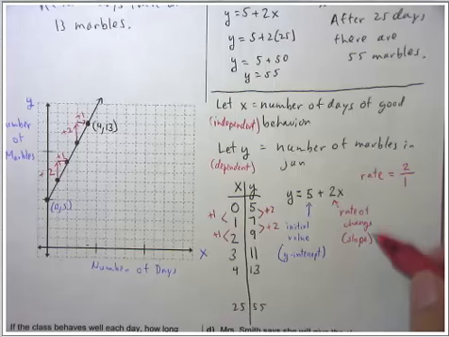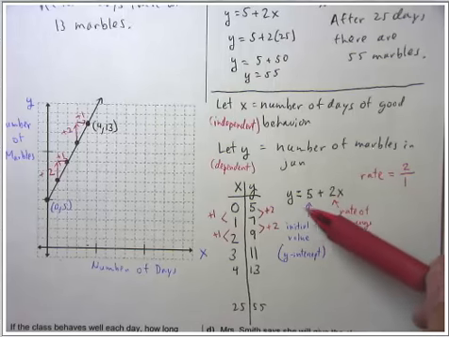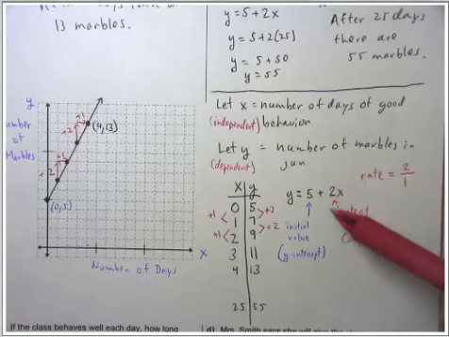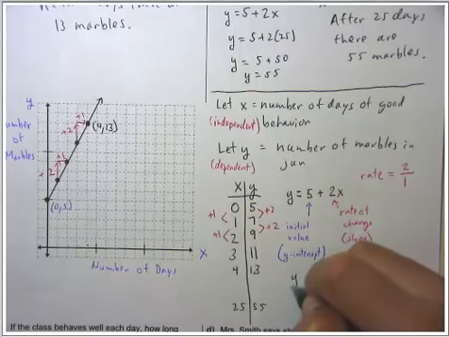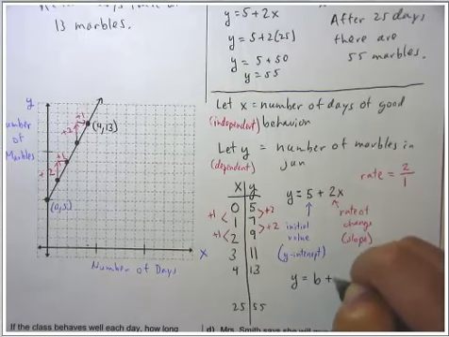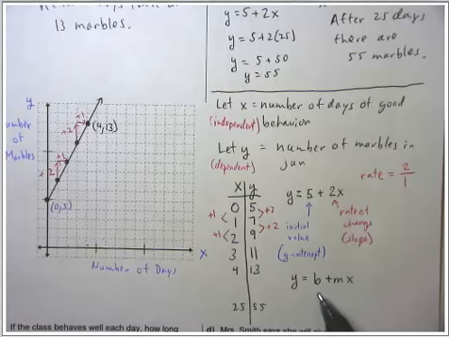All right, so we have y is equal to our initial value of 5 plus our rate of change times x. The generic form of this equation is y is equal to b plus mx. So b is our initial value, and this is our rate of change times x. You may recognize this equation as y is equal to mx plus b. That's the more common way of writing it.